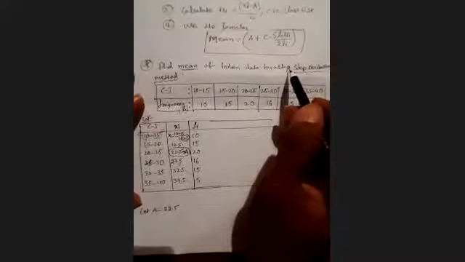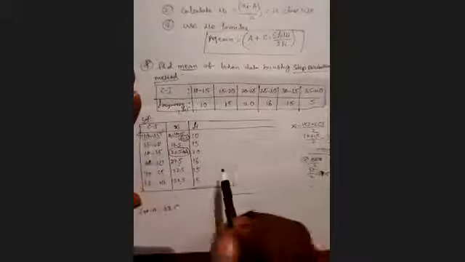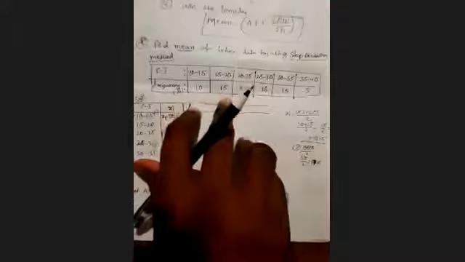Again C. I told you what is the meaning of C? Class size. What is the class size? Very easy. Here, what is the difference? That is the class size. Class size is 5. Understand what I'm saying? So C is equal to 5. Remember, class size is nothing but the difference between the two limits, upper limit minus lower limit. 15 minus 10 is 5. So that is the class size.